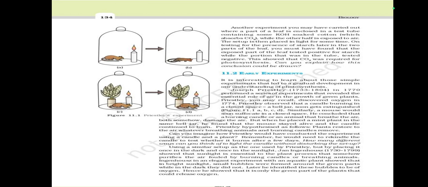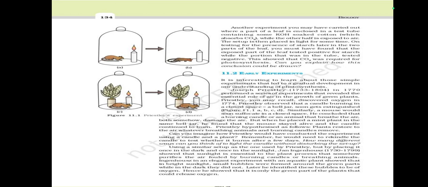Early experiments. It is interesting to learn about those simple experiments that led to a gradual development in our understanding of photosynthesis. Joseph Priestley, 1733 to 1804, in 1770, performed a series of experiments that revealed the essential role of air in the growth of green plants.